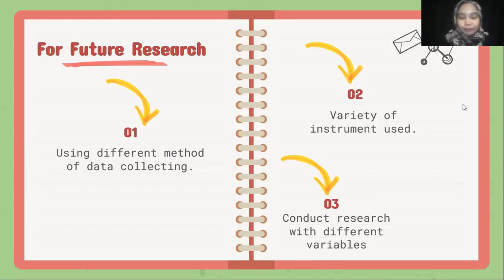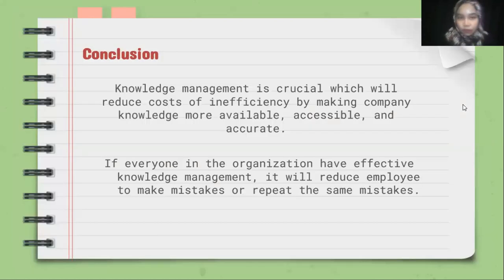So next, for the conclusion, to conclude, knowledge management is crucial, which will reduce the cost of inefficiency by making company knowledge more available, accessible, and accurate. Thus, if everyone in the organization has effective knowledge management, it will reduce employees making mistakes or repeating the same mistakes all over again.